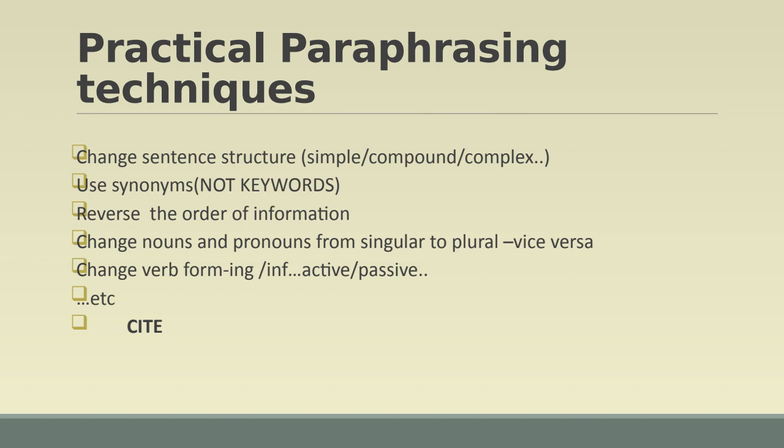So, including it in your research, you can apply all these techniques: change structure, use synonyms, reverse order, change nouns, and so forth. You can apply all. But look at cite here, because we are talking about source incorporation. Cite is very, very important. Source incorporation and avoiding plagiarism is the aim of our workshop today.